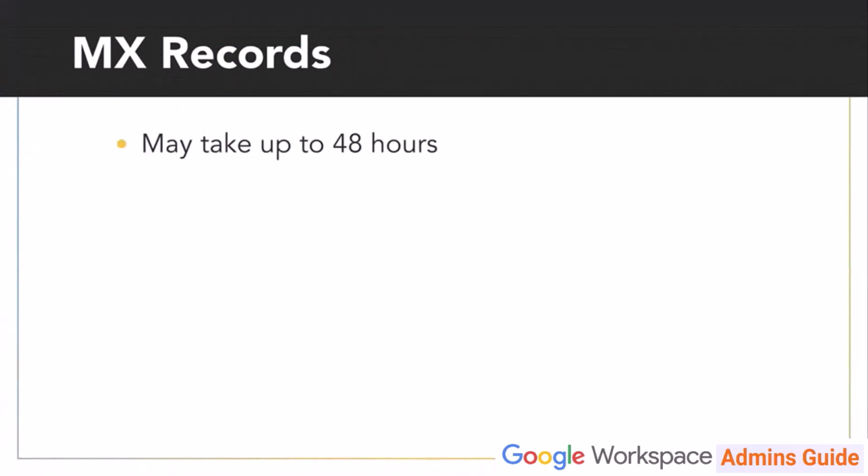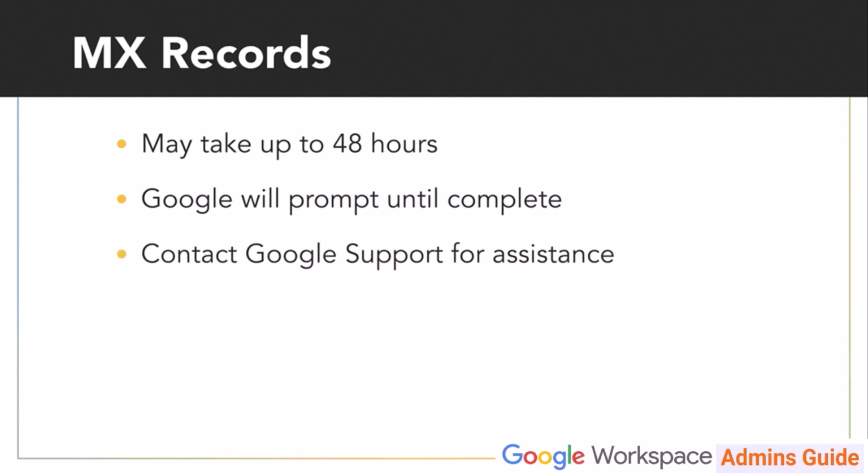MX record changes may take up to 48 hours to take effect. The verification process will continue to fail until the MX records have propagated, and the admin console will continue to prompt you to finish setting up mail until it's complete. If you run into any difficulty during this process, Google support is there to help you get set up.